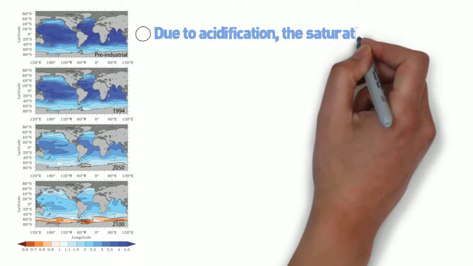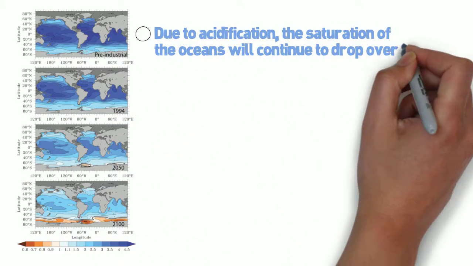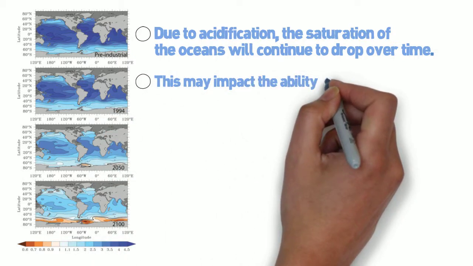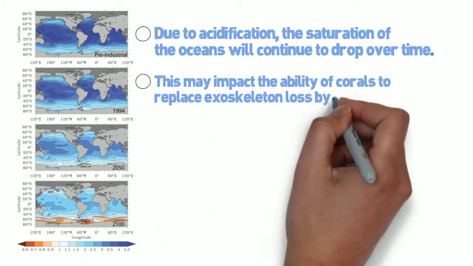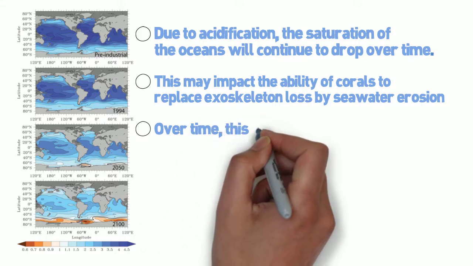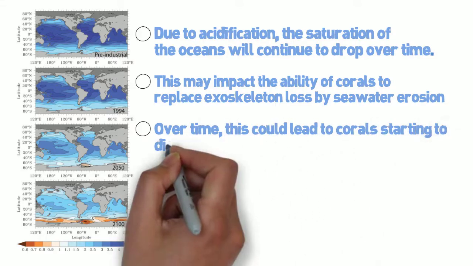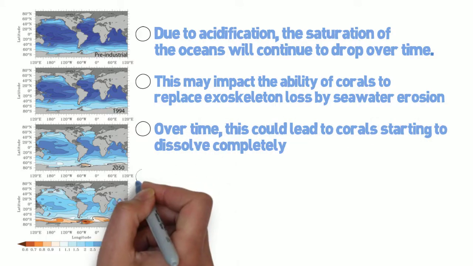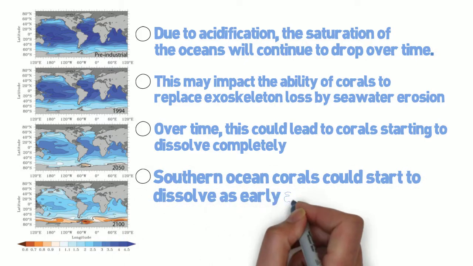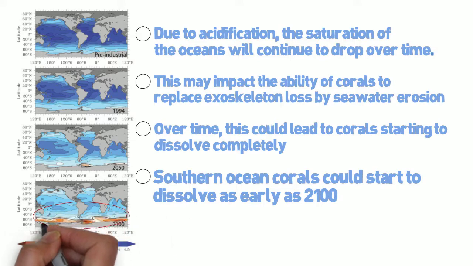Due to acidification, the calcium carbonate saturation of the oceans will continue to drop over time. This may impact the ability of corals to replace exoskeleton lost due to erosion by seawater. This could lead to corals beginning to completely dissolve. It's possible that corals in the southern oceans could begin dissolving by the end of this century.